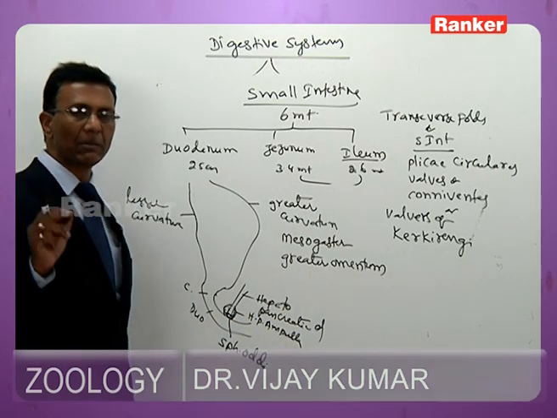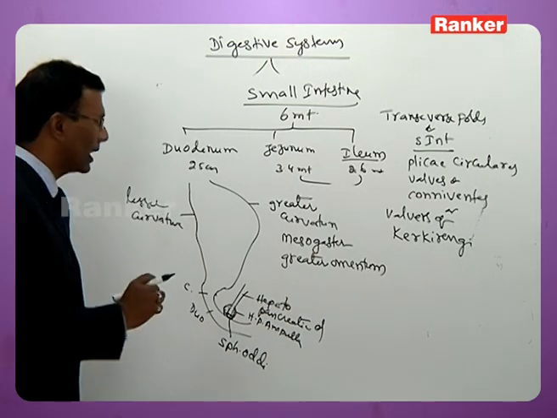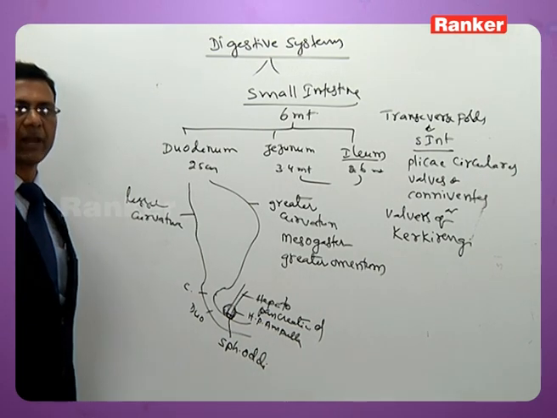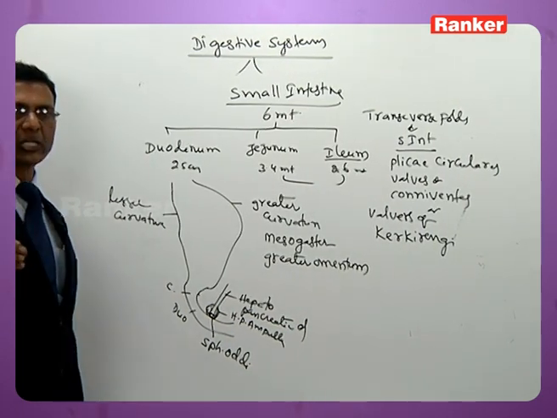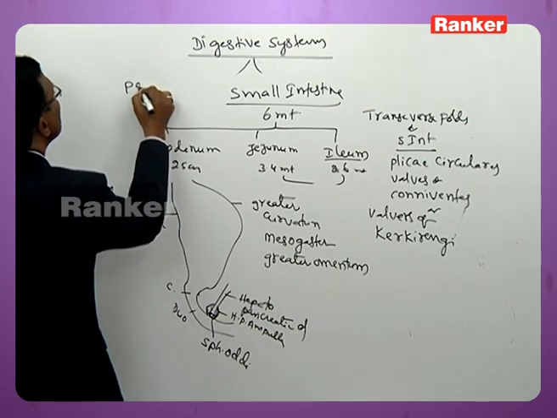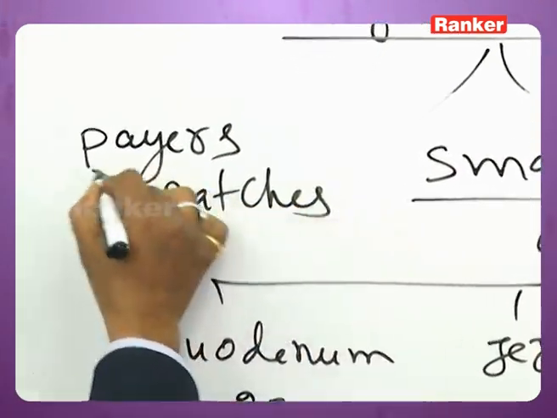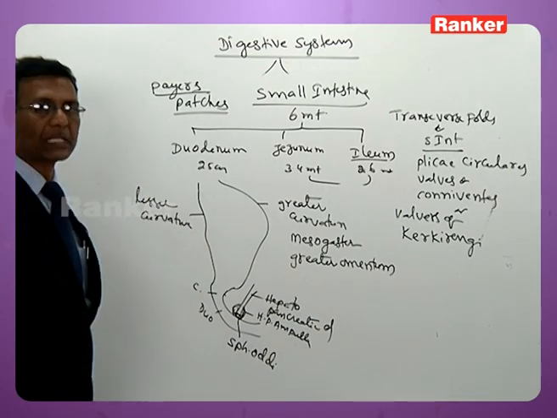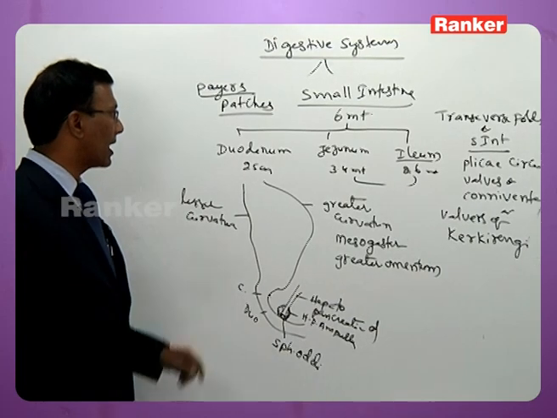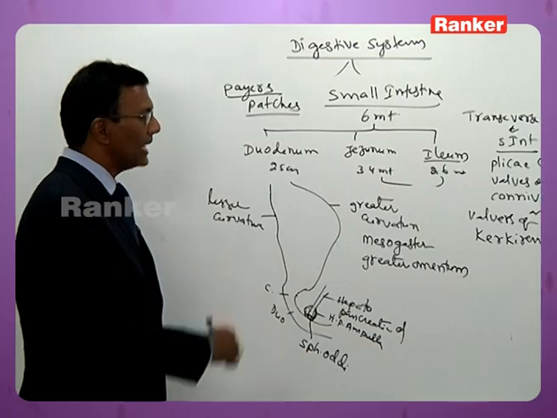Apart from this, you must remember one more important point, the most important point for AIIMS, JIPMER and so forth. Within the small intestine there are scattered lymphatic tissues. They are called Peyer's patches. Okay, that is it. Now we shall talk about the intestinal glands.